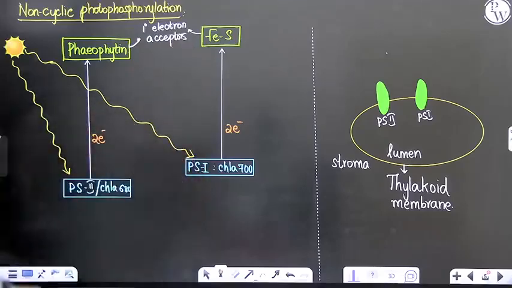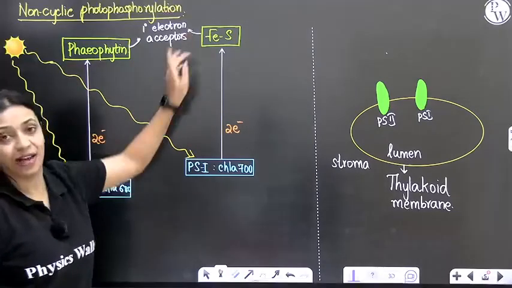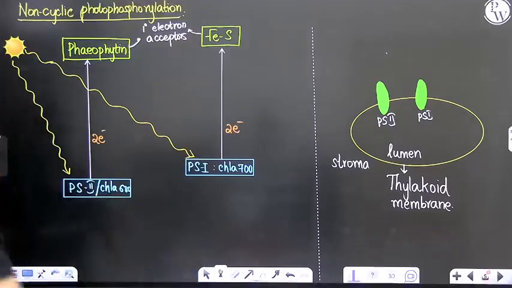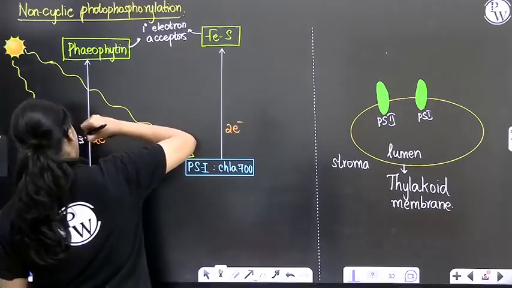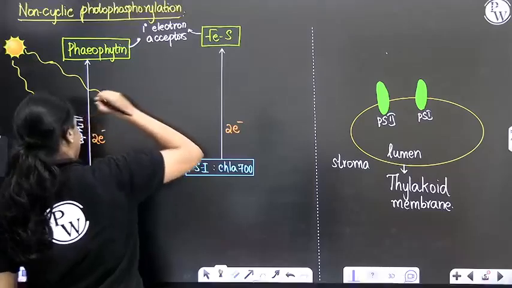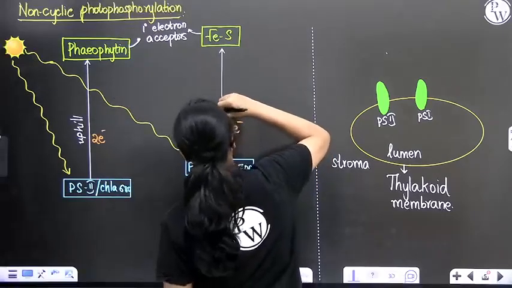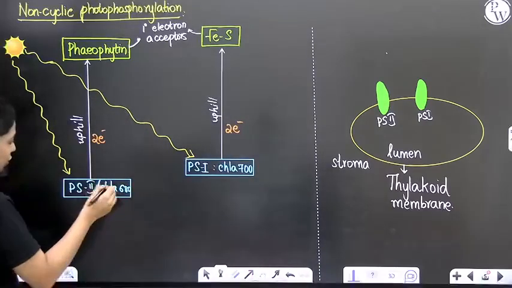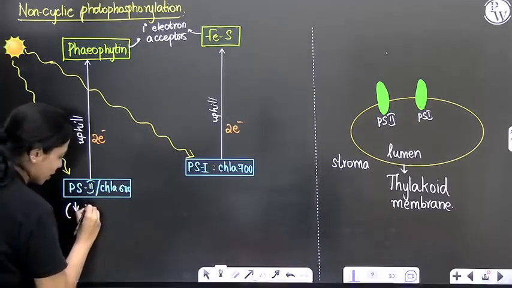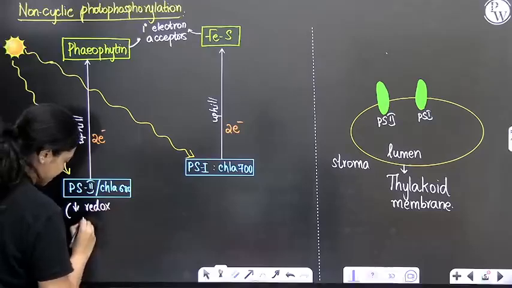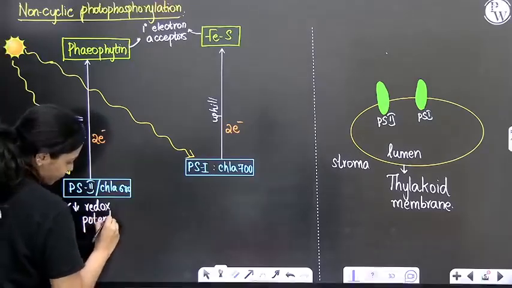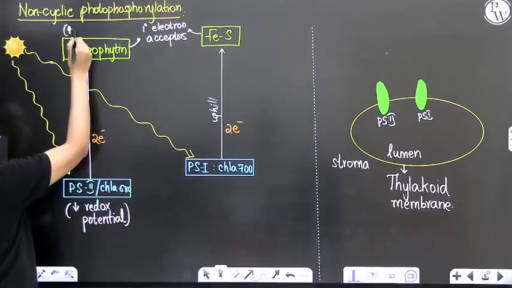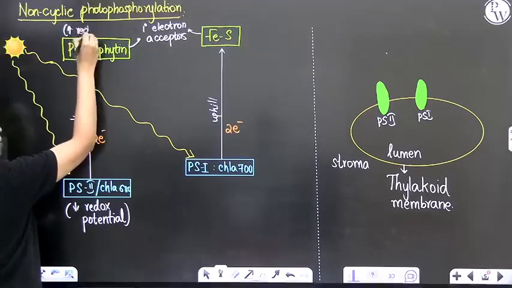Now, over here, whatever movement of electrons has happened, we say that this transfer of electrons has happened uphill. Now what does that mean? That means chlorophyll A680 has a lower redox potential compared to Photolysis, which has comparatively higher redox potential.